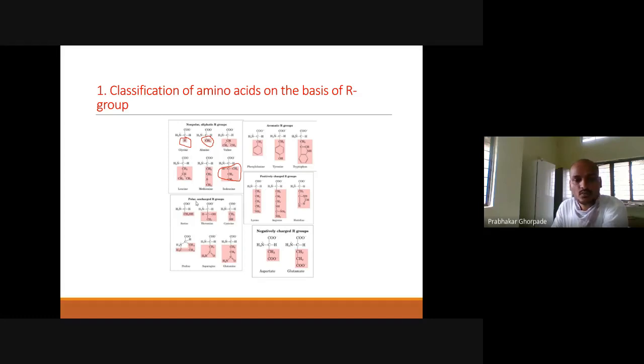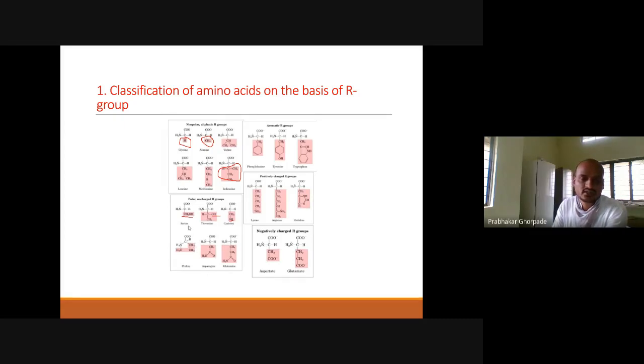Next is the polar uncharged R group. When we say polar, we have an OH group here. Polarity means it will interact with the water. So we have serine, threonine. We can see the OH group here. Cysteine again is different, but it is non-polar. It has a sulfhydryl group, right?